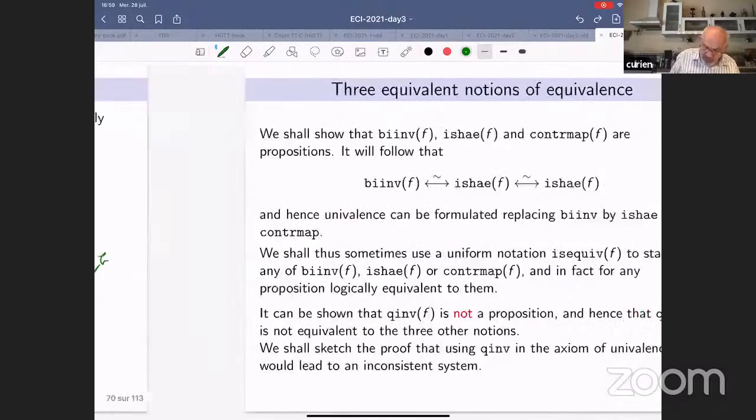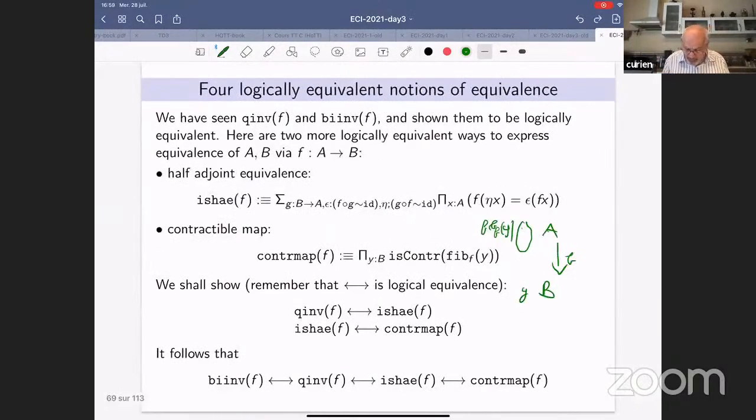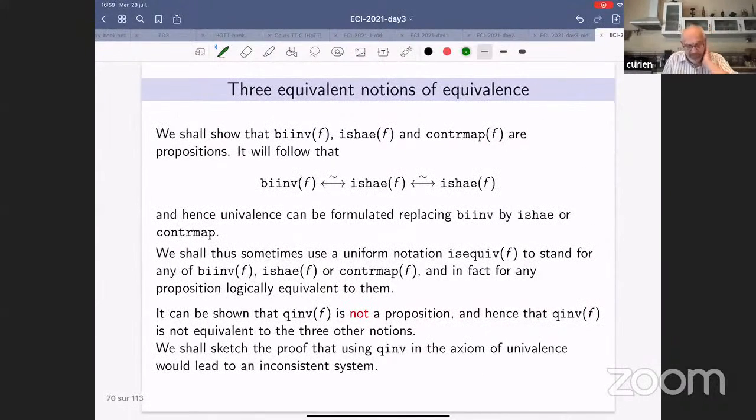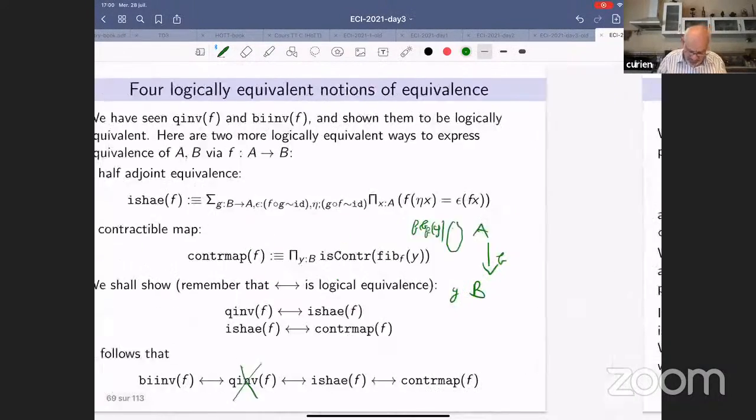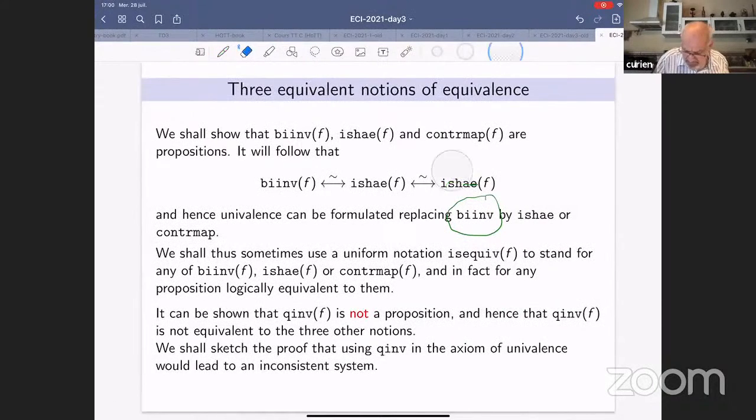But we will show that among those four, this one is not a proposition and all the others are propositions. So we will show that all of them are propositions. Hence, because they are logically equivalent, they are also equivalent. And because we formulated univalence with bi-inv, we could as well have formulated it with is HAE, or with, here I should have written is contr map. Sorry, this is also a typo. Here this should be contr map.